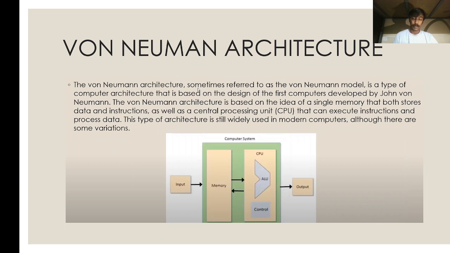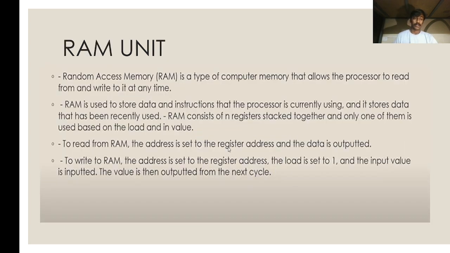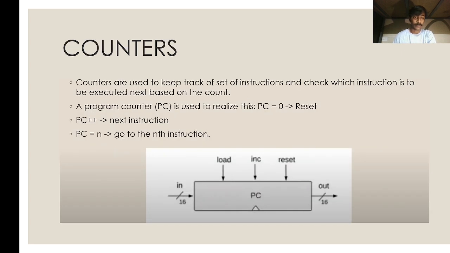A computer system has input, output, memory, and it has the ALU, which is part of the CPU, and the control unit. RAM unit. Random access memory is a type of computer memory that allows a process to read from and write to it. RAM is used to store the data and instructions that the processor is currently using, and it stores what has been recently used. RAM consists of n registers stacked together, and only one of them is used in the load. To read from RAM, the address is set to the register, and the data is outputted.